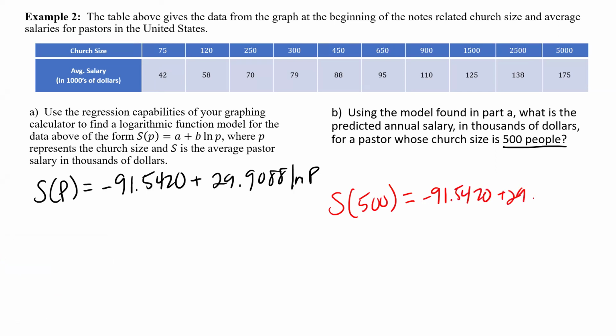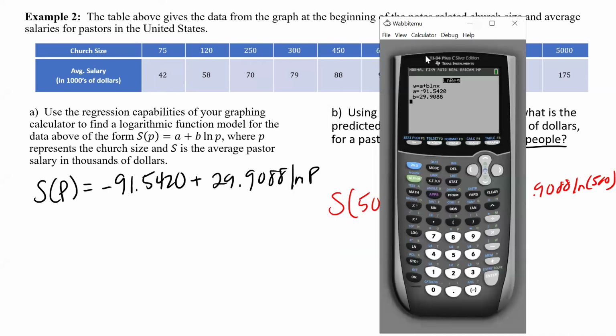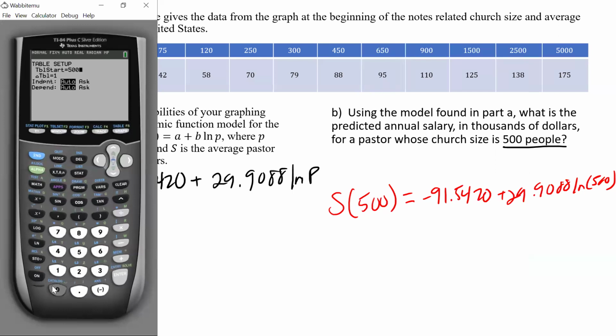S of 500 equals negative 91.5420 plus 29.9088 natural log of 500. Now, the beauty about us storing it is that if we didn't want to have to write all that out, what can we use? We can go to our graph or our table and just plug in the value. Does that make sense? So if I go to my table, it's not at 500, but how do I make it go to 500? Table set. Second window, and I say, I want 500. And guess what it's going to do? It'll take me to 500, so that I don't have to scroll all the way down to 500. So they're at 94.3 thousand a year.